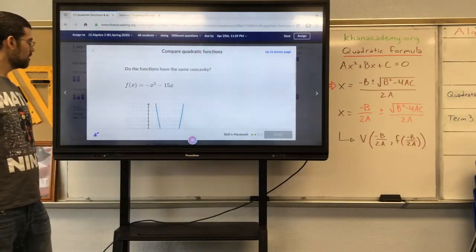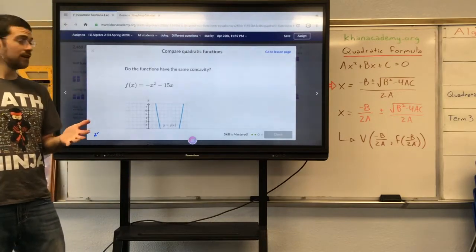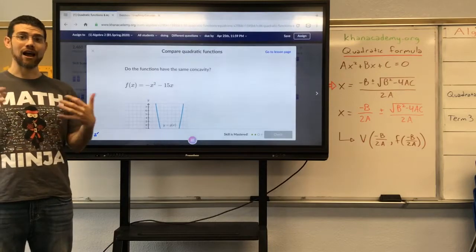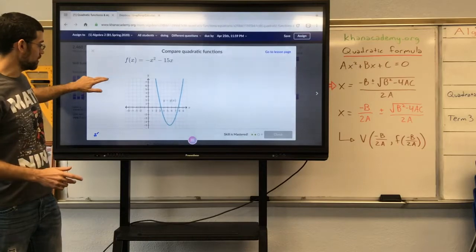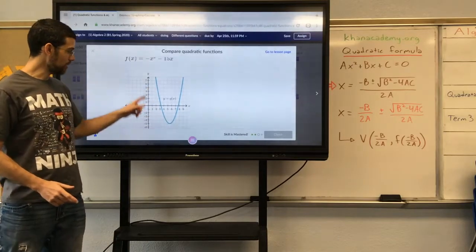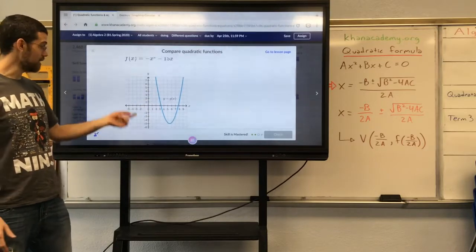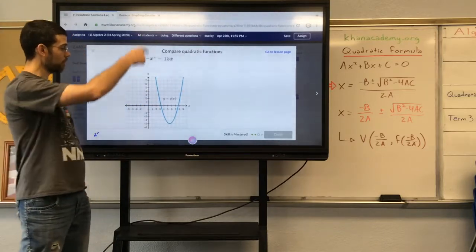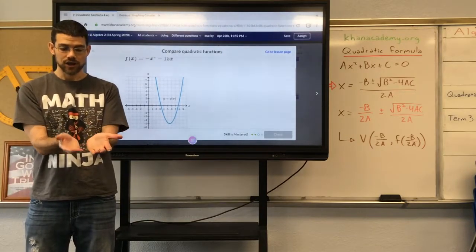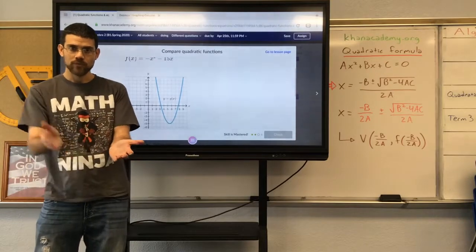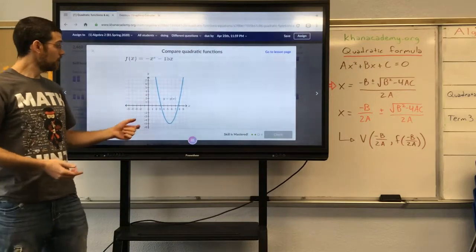Next question. Do the functions have the same concavity? Concavity is a description of how the curvature is oriented in space. So let's look at this. Graphically, this function g is easy to describe the concavity. It is concave up. So concave is a shape like inside of a bowl, okay? And it's pointed up, so this is concave up.